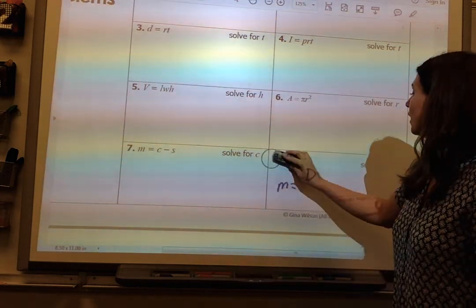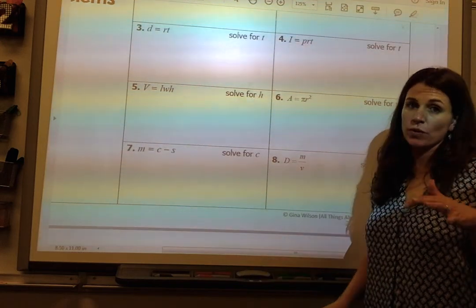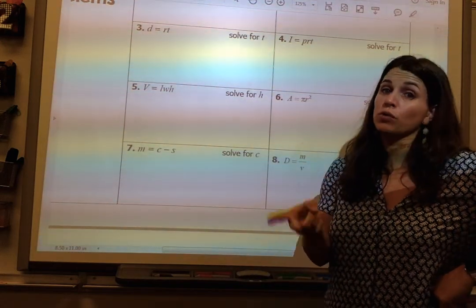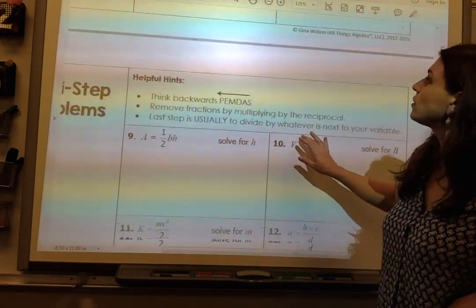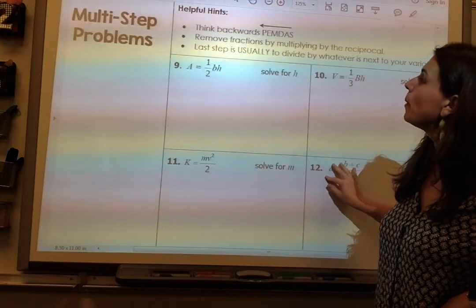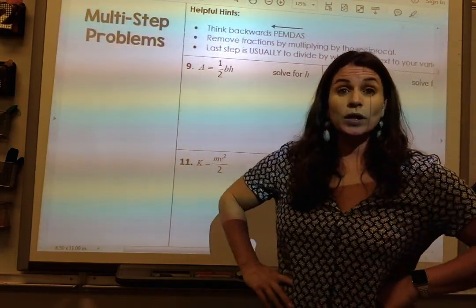So all I've done is I've used two properties on 1 through 8. I've used additive inverse or multiplicative inverse. Now let's look at multi-step problems. So look at number 9.